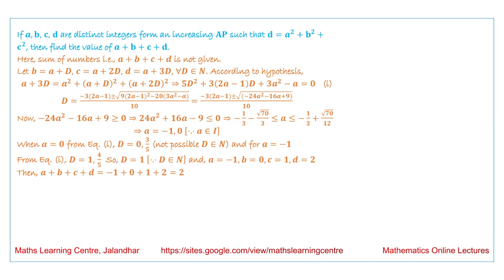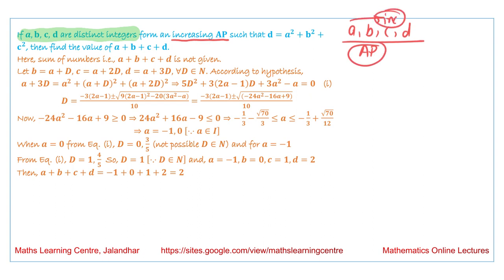Next is, if A, B, C, D are distinct integers and they form an increasing AP. So we are saying A, B, C, D are distinct integers, they are in AP, and these values are in increasing order, such that D is equal to A square plus B square plus C square. Then we have to find the value of A plus B plus C plus D.